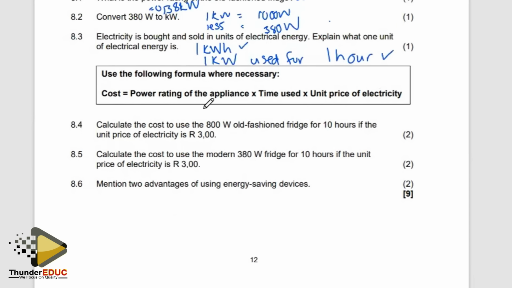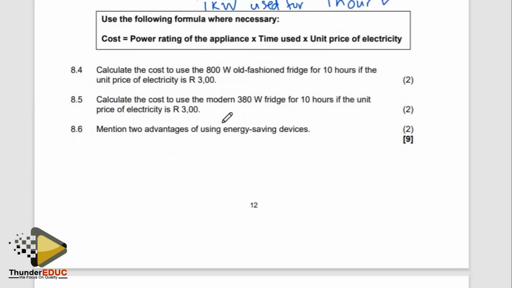Use the following formula when necessary. Cost is equal to power rating of the appliance, times time used, times unit price. Calculate the cost to use an 800 watts old-fashioned fridge for 10 hours if the unit price is 3 rand. So you substitute into your formula to find the cost.